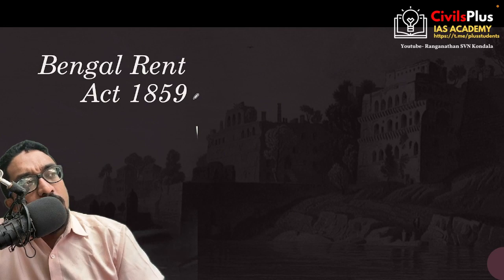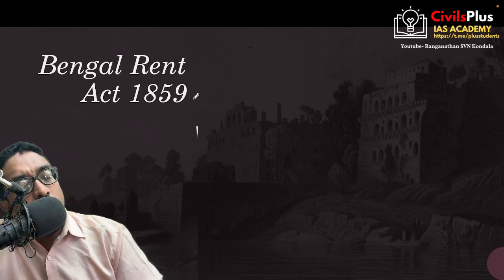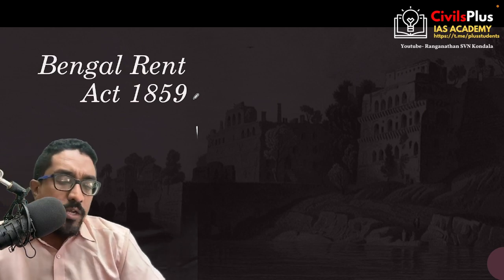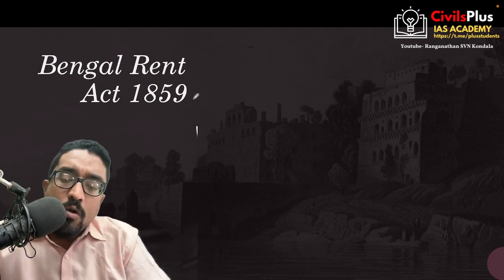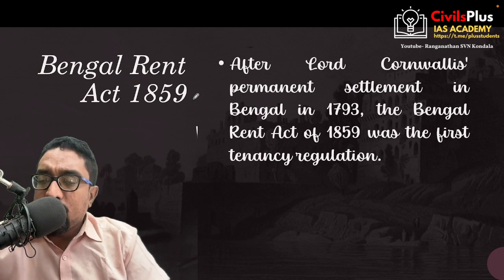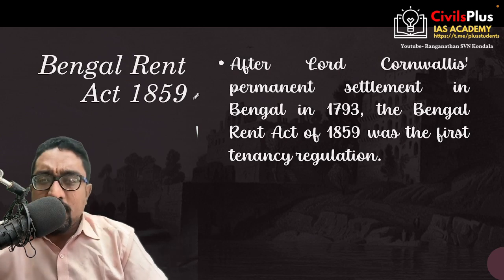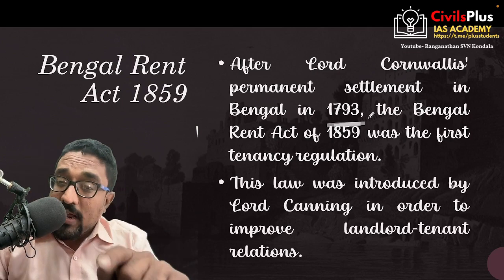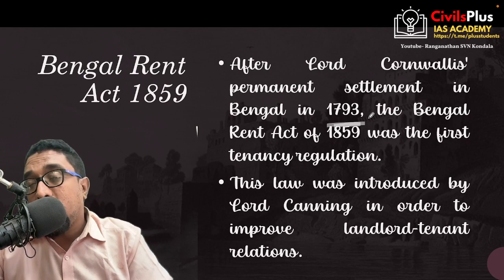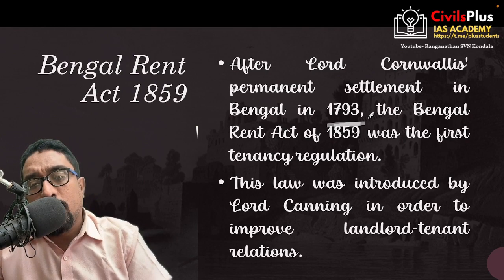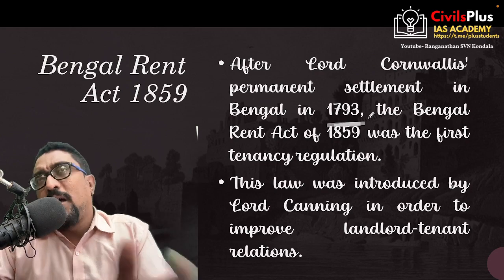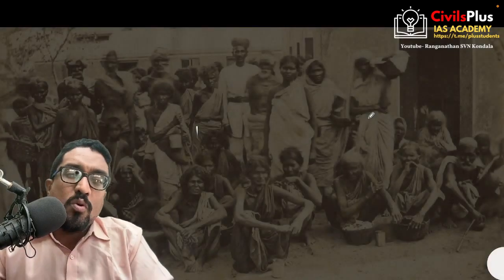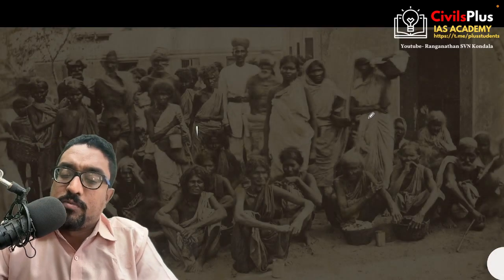Canning's era also sees one important tenancy reform called the Bengal Rent Act. See, Bengal was notorious for its landlord-peasant relationships, and thanks to the permanent settlement of Lord Cornwallis, the relations between landlords and peasants were very bad. Lord Cornwallis introduced the permanent settlement in Bengal in 1793, and in fact, after that, the Bengal Rent Act was the first tenancy regulation. The law was introduced by Lord Canning primarily to improve the landlord-tenant relationship, because as part of the 1793 zamindari system, landlords had too much control over the farmers. Somebody had to restrict them. So basically, Canning introduced it.